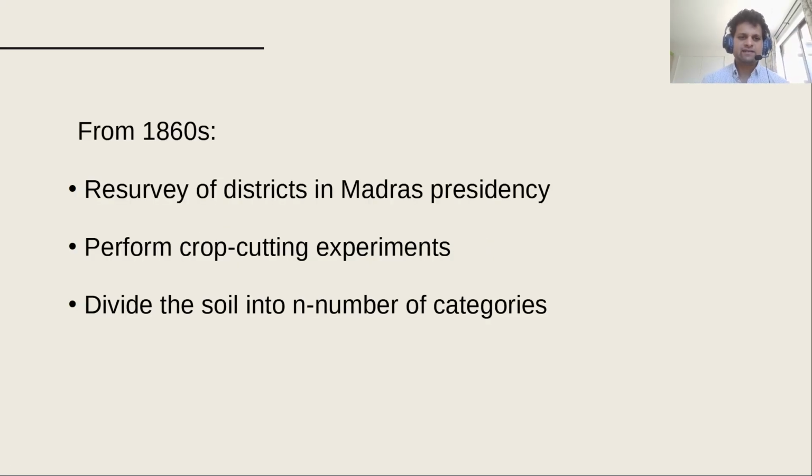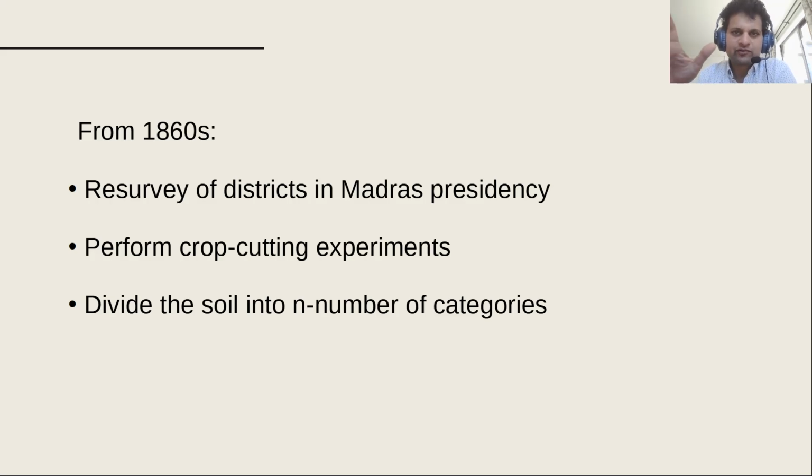From the 1860s, a few things were done. There was a resurvey of districts in the Madras Presidency. We are not just talking about Tirunelveli district, but the entire Madras Presidency. The British officials always had this fear that they were missing out on some great source of revenue, or a lot of money, so they wanted to fix this average yield per acre with absolute precision.